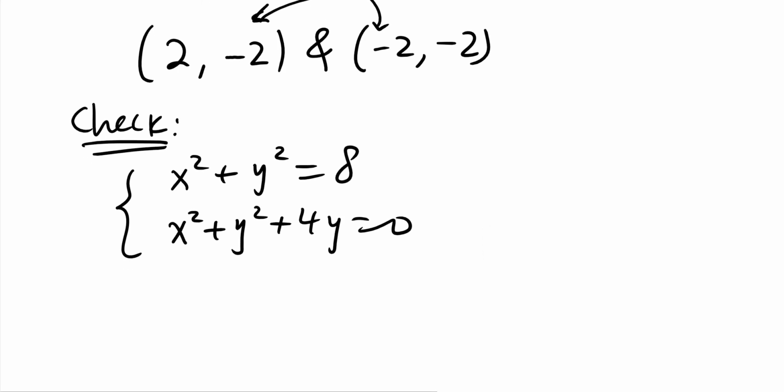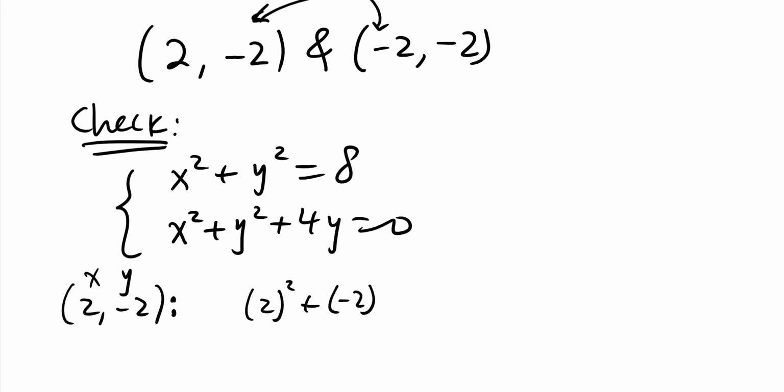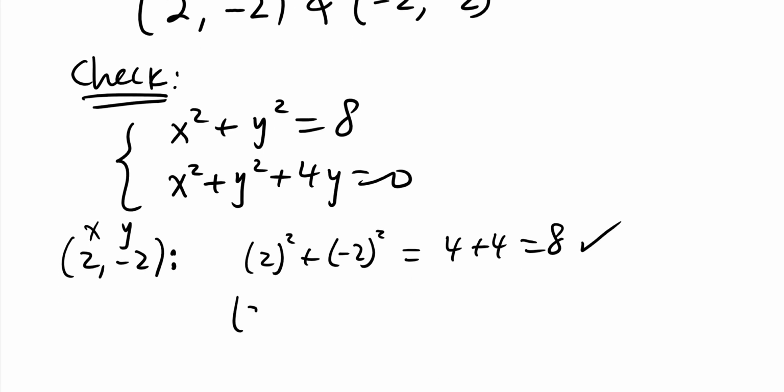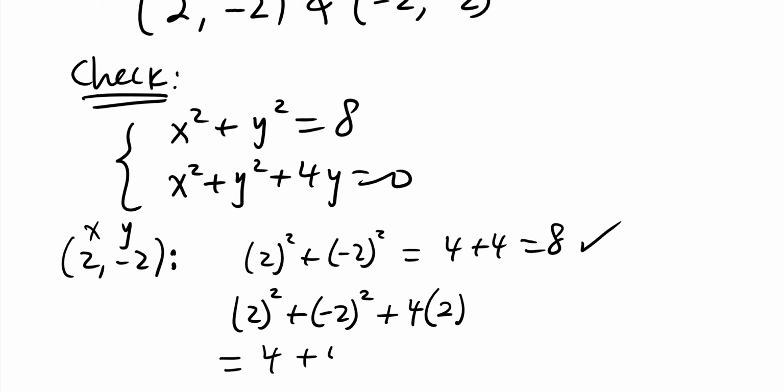Let's check the first one, (2, -2). Substitute x = 2, y = -2 in the first one: 2 squared plus (-2) squared. That's 4 plus 4, 8. And for the second equation, x squared plus y squared plus 4 times x is 2 squared plus (-2) squared plus 4 times 2. That equals 4 plus 4 plus 8.